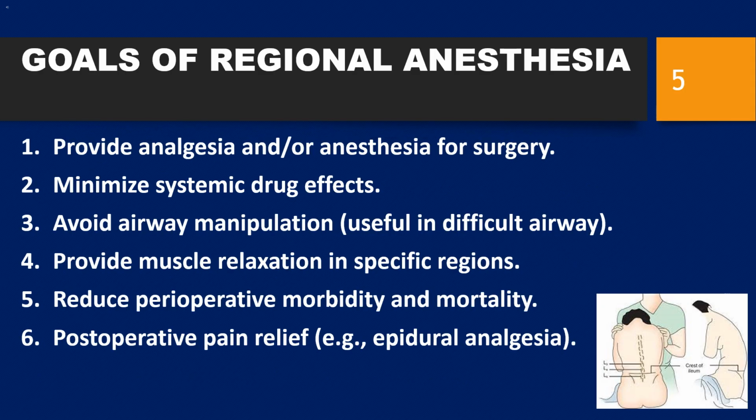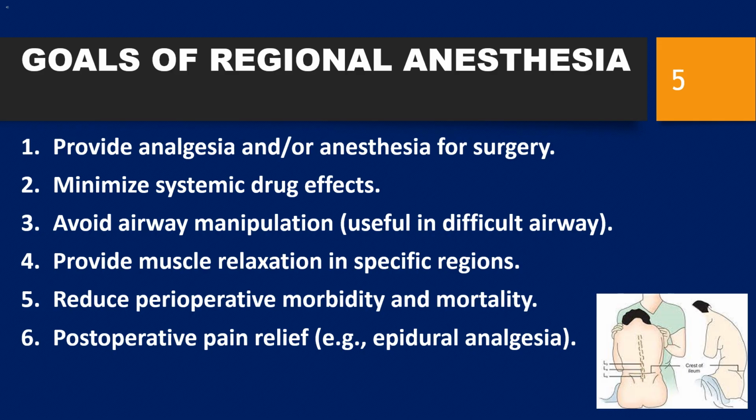Goals of regional anesthesia. 1. Provide analgesia and/or anesthesia for surgery. Regional anesthesia effectively manages pain and discomfort during surgical procedures. 2. Minimize systemic drug effects. By targeting specific areas, regional anesthesia reduces the need for systemic medications, minimizing side effects and risks. 3. Avoid airway manipulation. Useful in difficult airway, regional anesthesia eliminates the need for airway management, making it a valuable option for patients with difficult airways.